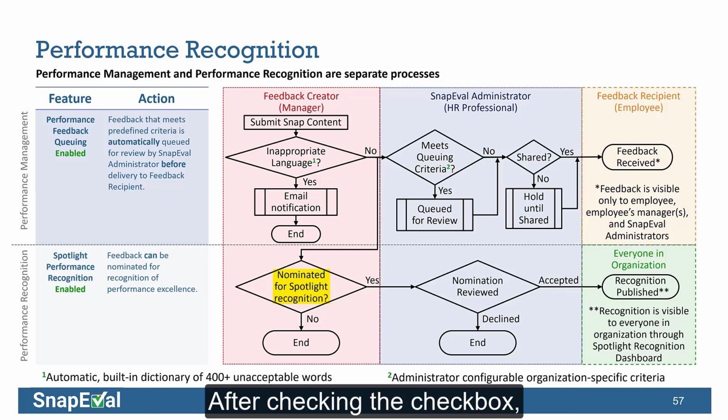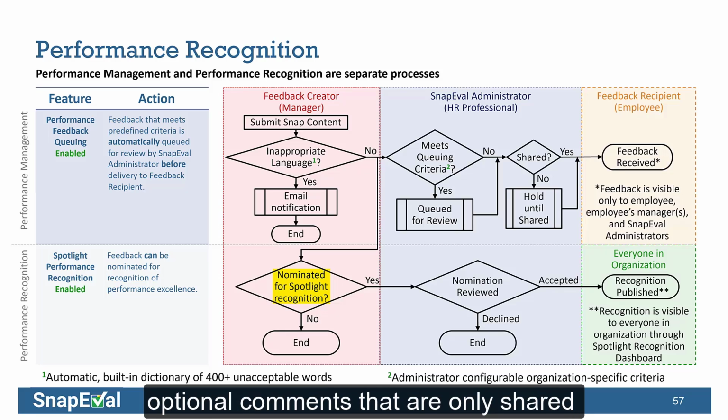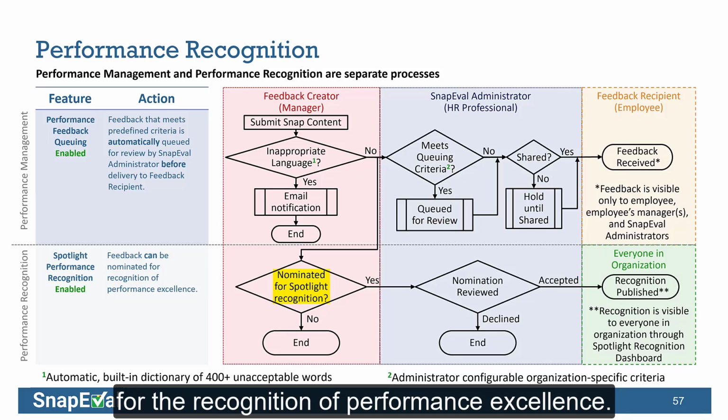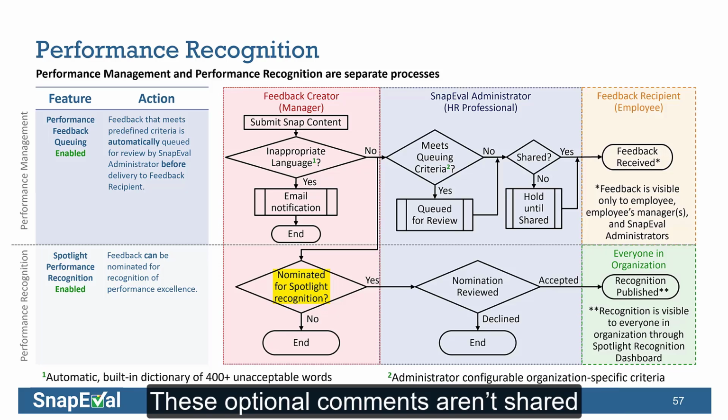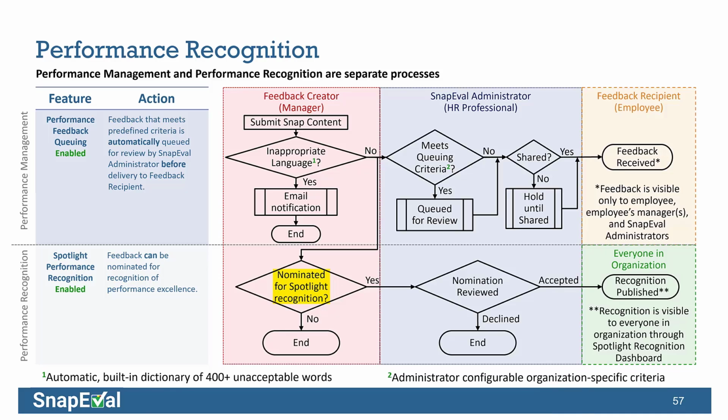After checking the checkbox, the feedback creator can also include optional comments that are only shared with the organization administrators who will be reviewing the nomination. This provides the feedback creator with the opportunity to give more context as to why the snap is being nominated for the recognition of performance excellence. These optional comments aren't shared with the recipient or anyone else.